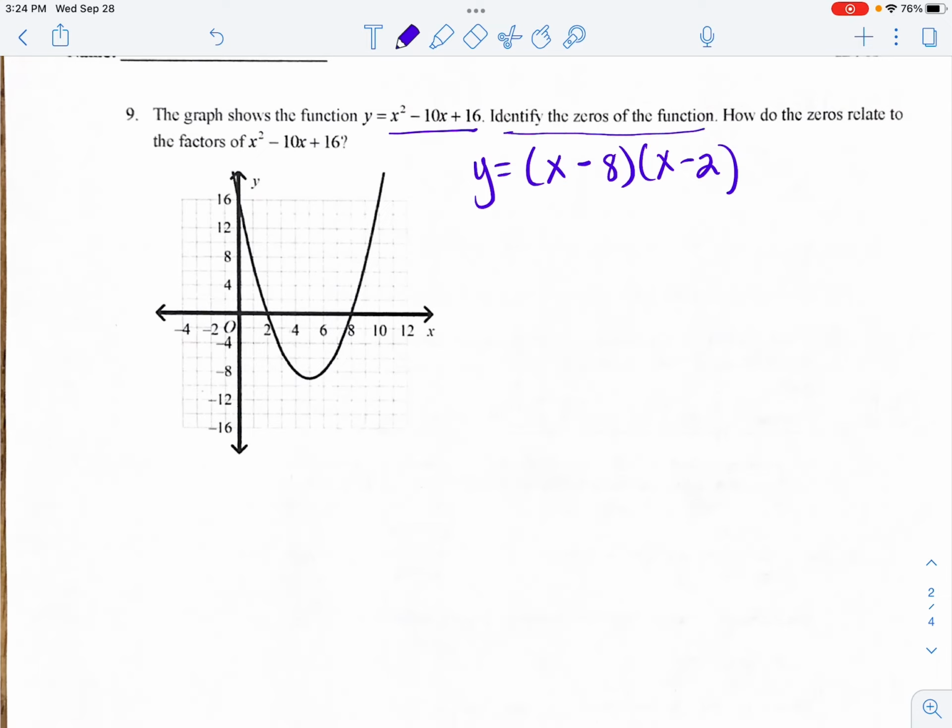And it's saying, what are the zeros of the function? Well, the zeros of the function, we could look at the graph here, are at 8 and 2, right? That's the zeros, 8 and 0, and 2 and 0. Those are our x-intercepts. And then I ask, how do the zeros relate to the factors of x squared minus 10x plus 16? And we can see here that the factors are the zeros, right? We get the factors from the zeros. And that's number 9. Now I'm going to go back to number 4 because I promised I would.